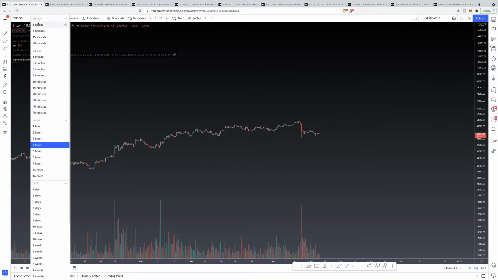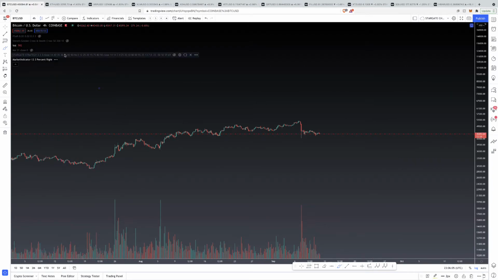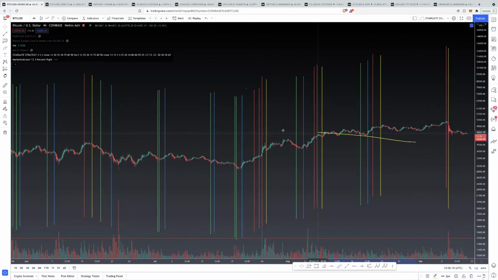And then let's look at the lower time frames, see if any buy signals are coming in. So we had a 4-hourly. Oh wait.